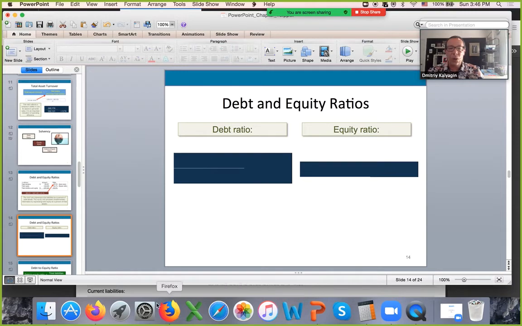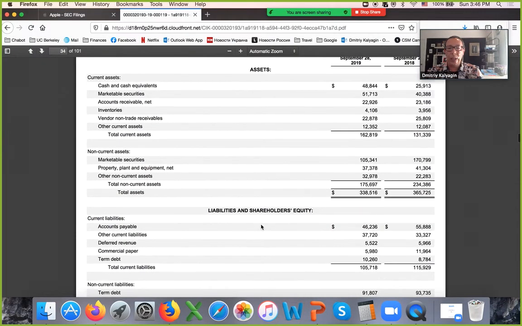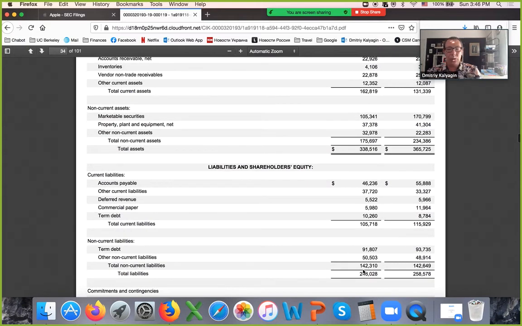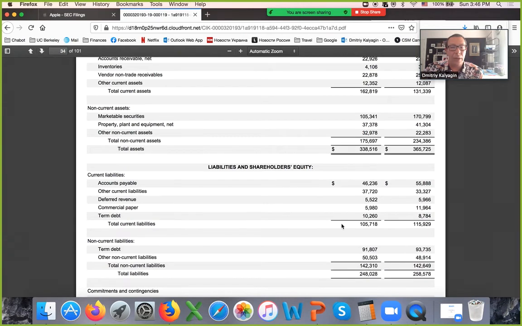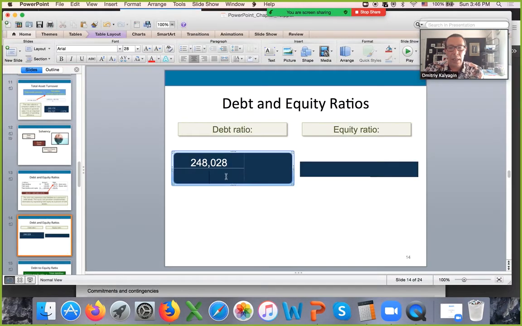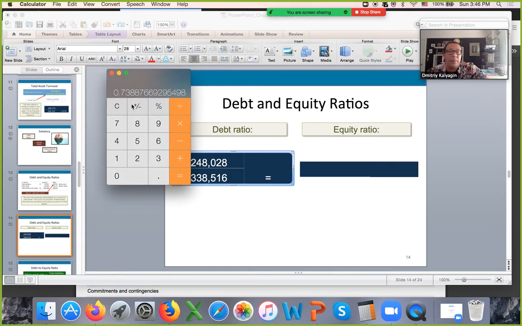So for debt ratio, let me look up total liabilities, not the current, but total, right here, 248,028. I'm going to divide it by total assets right here, 338,516. Even before I calculate it, you can see that debt is a major factor for Apple, unfortunately, and it's a negative for this business.